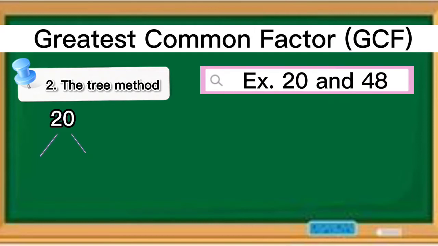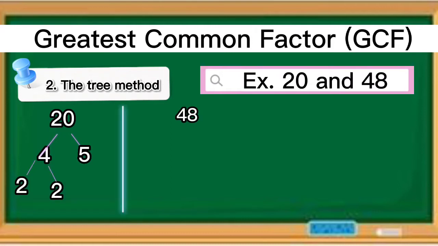20 can be factored by 4 and 5, and 4 can still be factored by 2 and 2. 48 can be factored by 6 and 8. 6 can still be factored by 3 and 2, also 8 can still be factored by 4 and 2. And 4 can still be factored by 2 and 2.